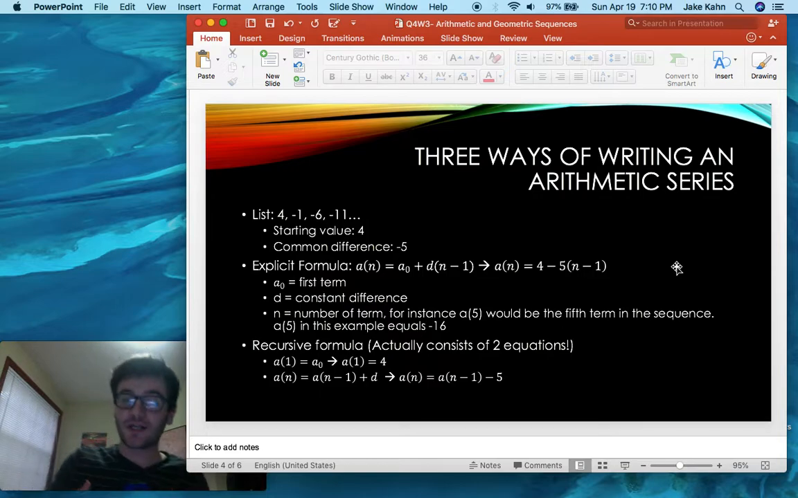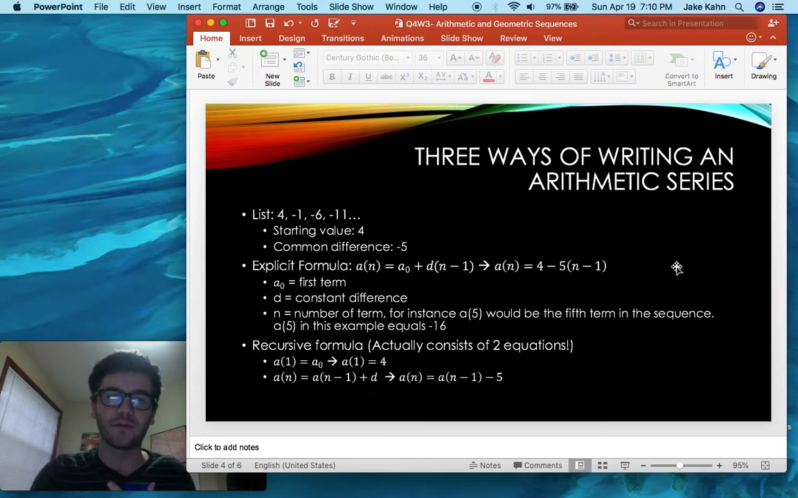So we're going to talk about how to write an arithmetic sequence as well as how to write a geometric sequence, and then we're going to move on into examples for your Khan Academy. The 3 ways of writing an arithmetic sequence. First of all, you can write a list of numbers. This is the easiest way, the most elementary way of doing this.